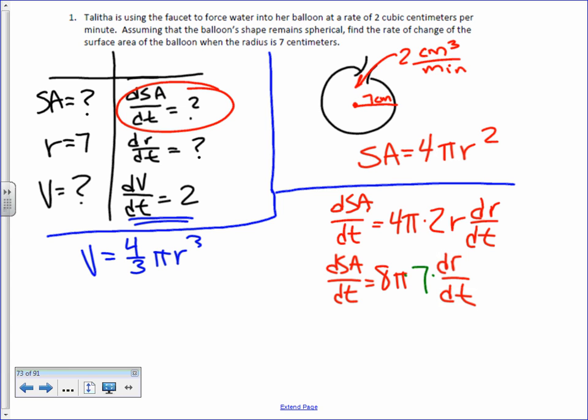The volume equals 4 thirds pi r cubed. Do I need to find what V equals? No. Is dr dt in this equation right now? No, it's not in this equation. So I can't plug in and solve for dr dt, but I can take the derivative here.